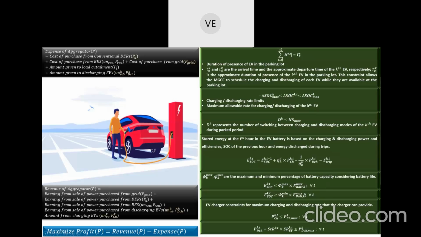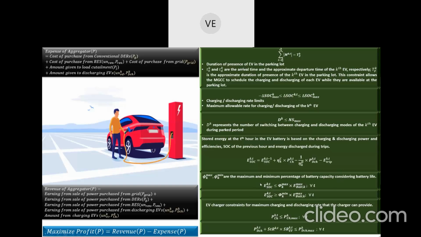And we have maximum and minimum percentage of battery capacity considering battery life. We know that the depth of discharge is not 0. For some batteries, it should be 20% discharged. The minimum state of charge should be 20%. For some other batteries, it is 30%. So based on that, this should be fixed. And maximum can be 90 for some batteries. It may be specified in the manual. So based on that, we have to operate in between.